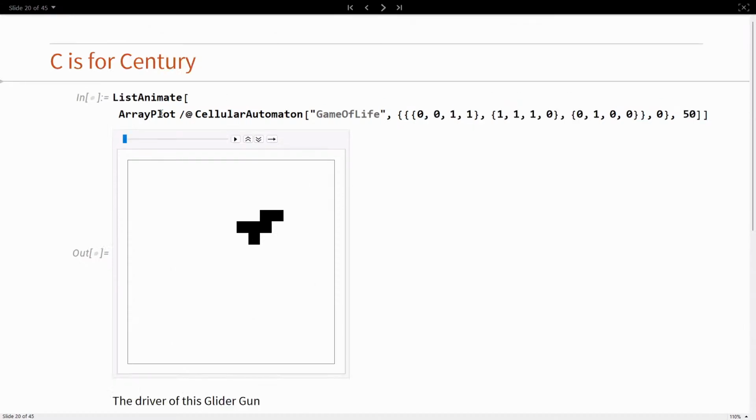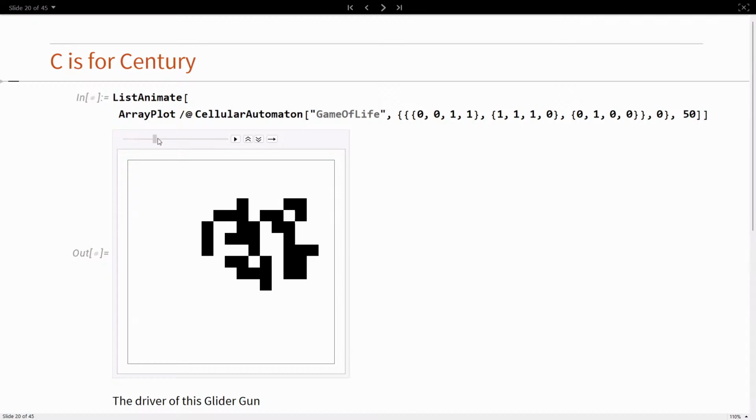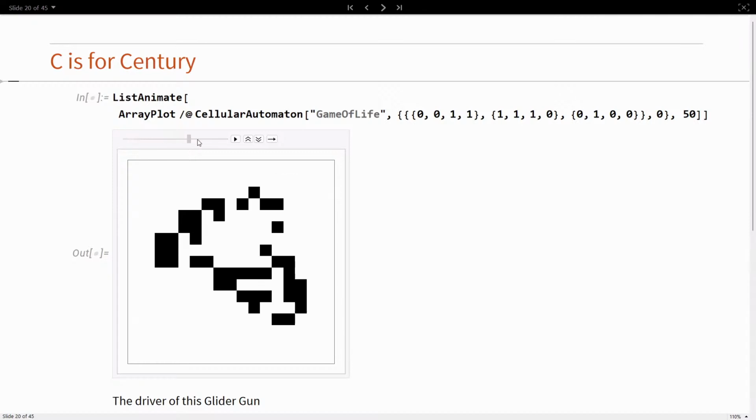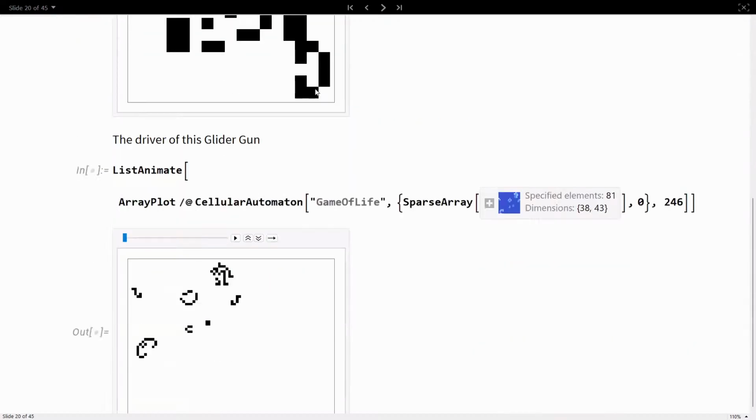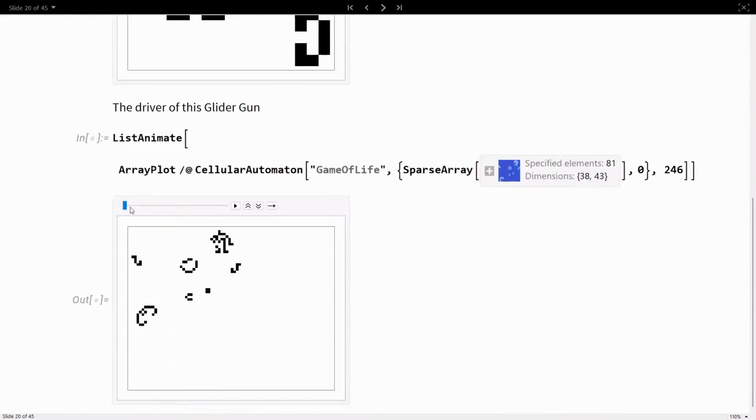C is for century. Here's how this shape starts its evolution. And it's a driver for this glider gun here.